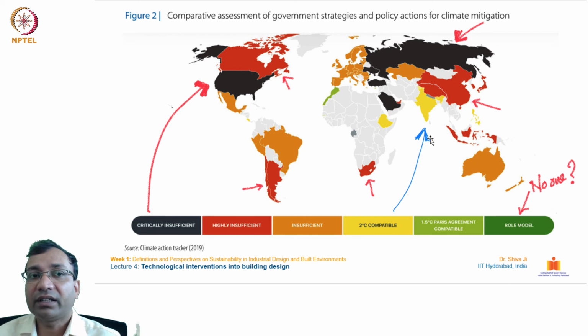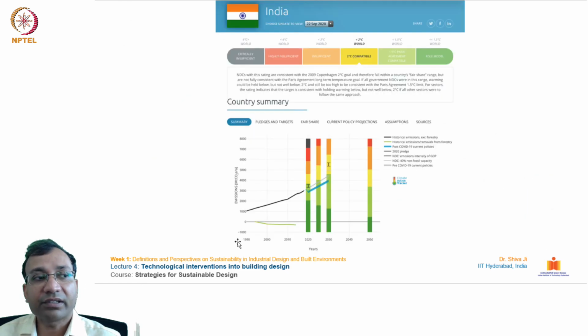compatible in that range. Actually, India is one of the countries which falls in that category. And in the 1.5 degree category, there are one or two countries in West Africa, we can see over here. Well, it seems like there is no one under this role model category, which is the dark green. So the world is awaiting a conscious effort, so that the countries can move from the darker shades to the greener shades. It is actually requested from everyone to contribute towards these causes.